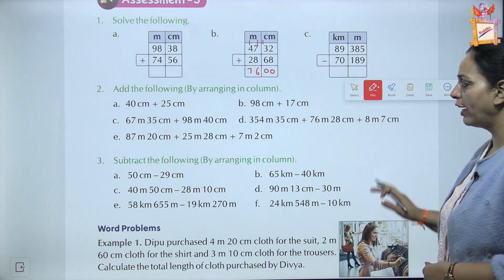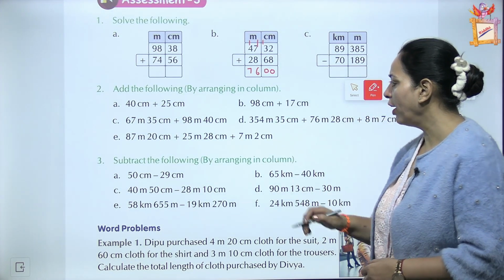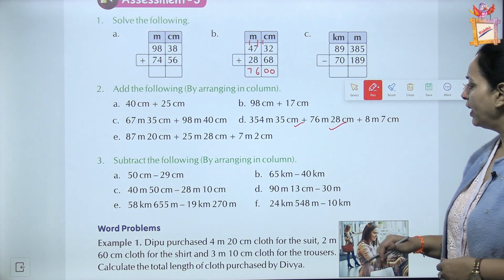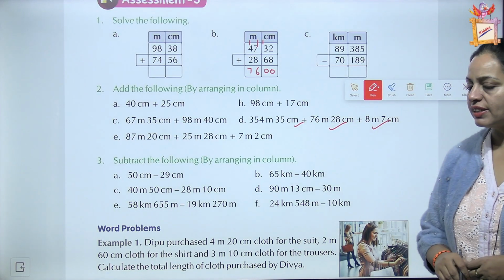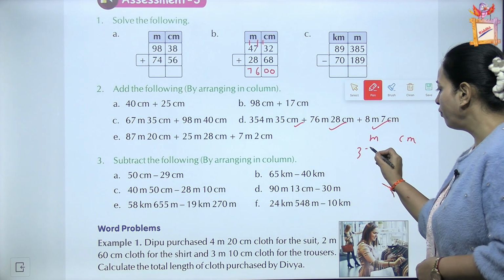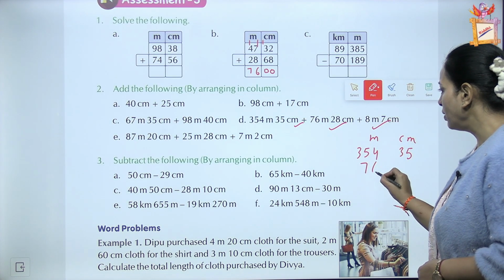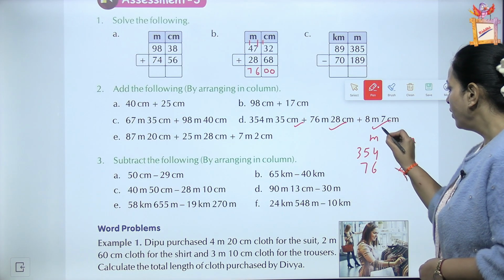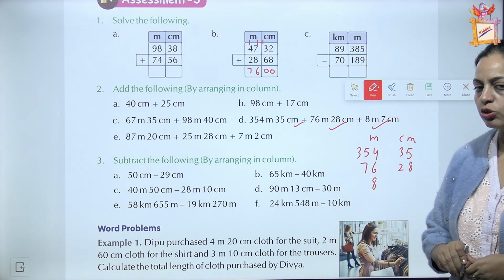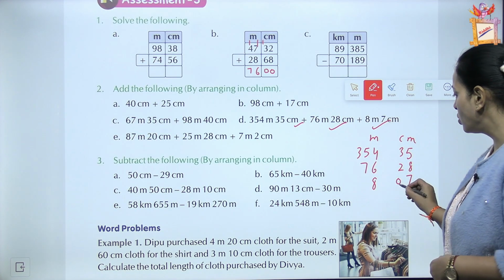Second question is, add the following by arranging in columns. Like here, D part, 354 meter 35 centimeter, 76 meter 28 centimeter, 8 meter 7 centimeter. Now write it carefully. So 354 meter 35 centimeter, 76 meter 28 centimeter, 8 meter, so 8 here, and 7 centimeter. So you will write 07, not 70, because that would become 70. So 07.